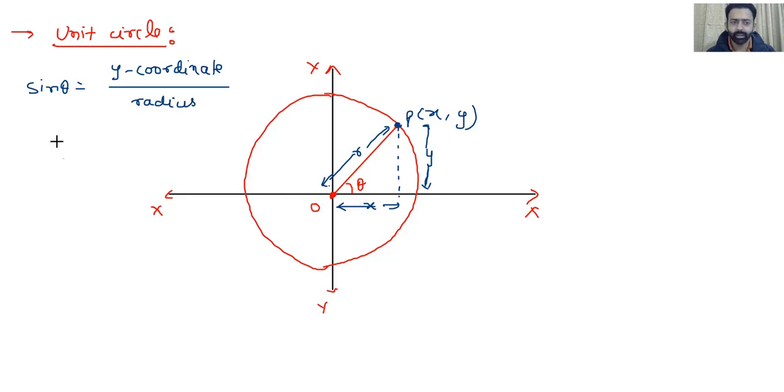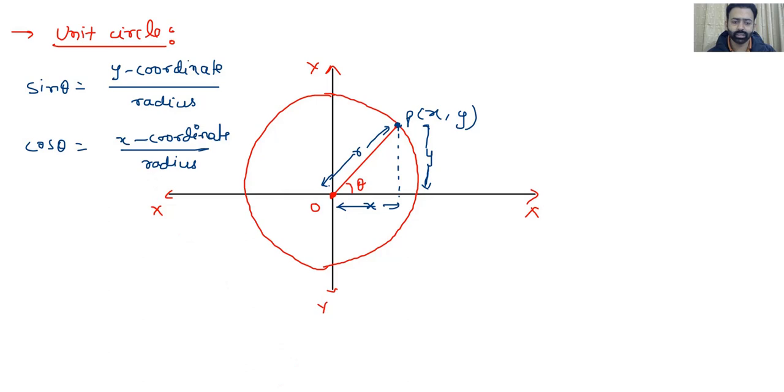And cos theta is defined as x coordinate divided by radius. How have we defined this? Because if theta is acute, then in this triangle you can see that according to the basic definition, sine theta is opposite upon radius, or the hypotenuse. Opposite in this case is y, which is the y coordinate. So y coordinate upon radius, and cos theta is defined by adjacent upon hypotenuse. In this case adjacent is x, so we have written x coordinate upon radius.